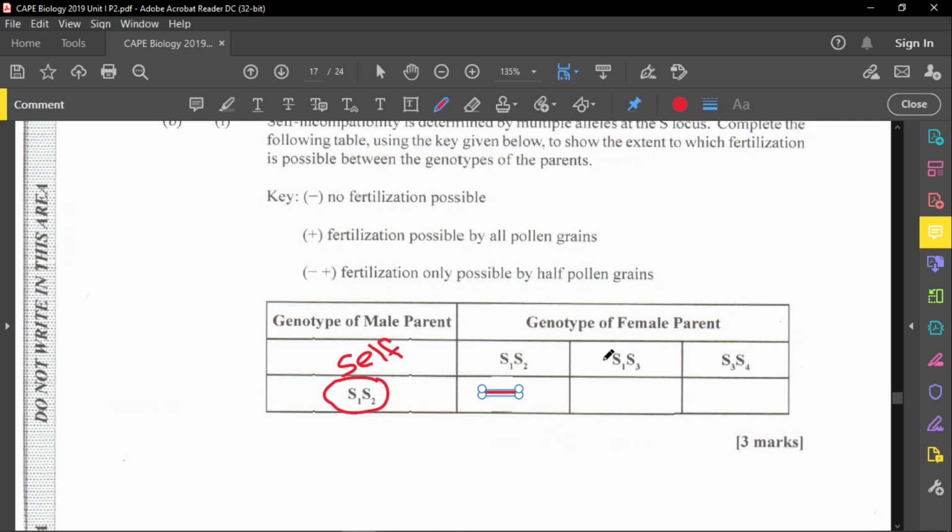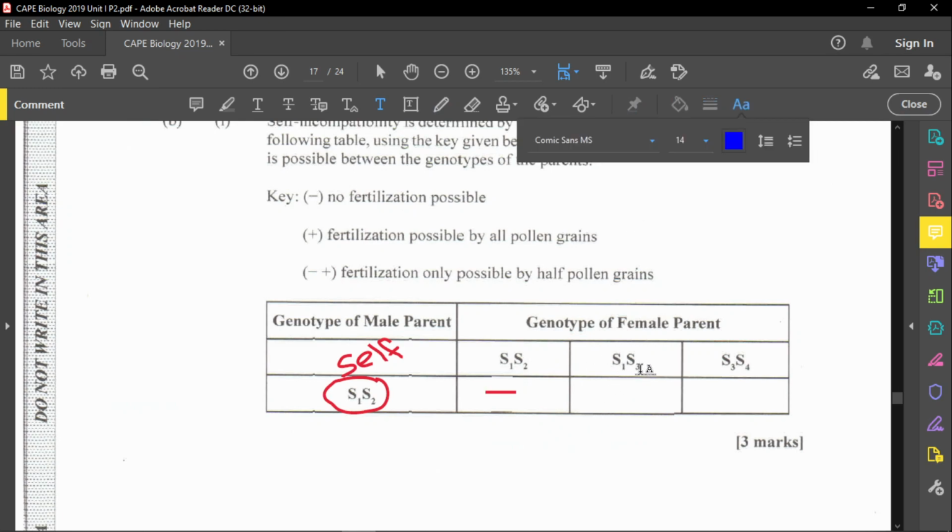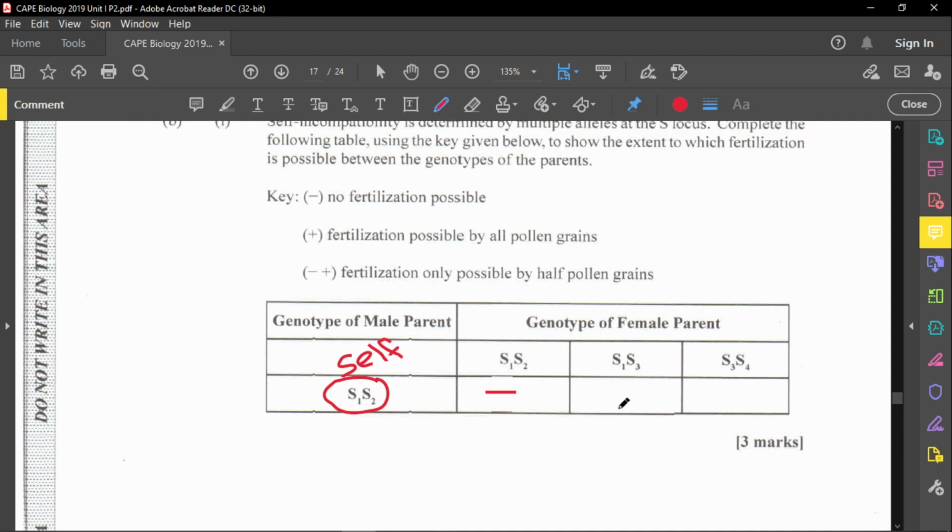All right? And then now, let's put the other one, S1 and S3. Now, when you think about this, an S1 cannot be compatible with the S1 over here, right? So let me just put S1 here to explain exactly what I'm talking about. So you have S1 and S2 coming from the male. You're going to merge with the S1 and S3 from the female. And as long as you have an S1, it cannot be compatible with this.